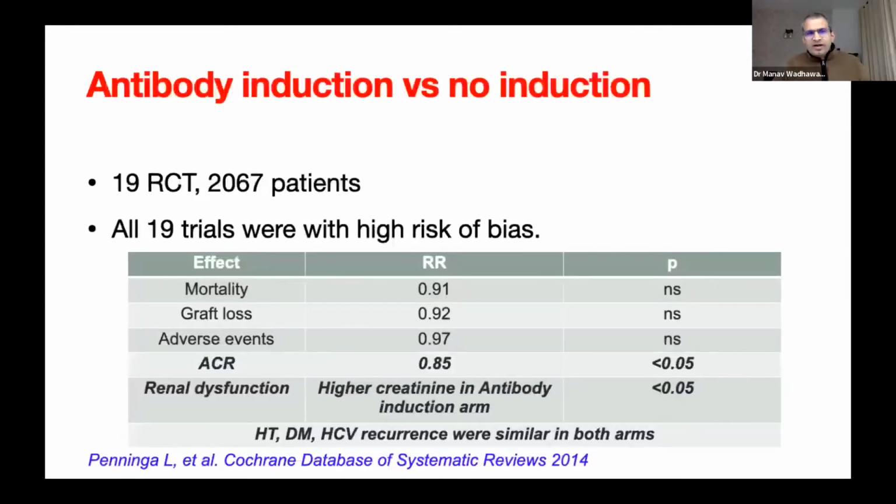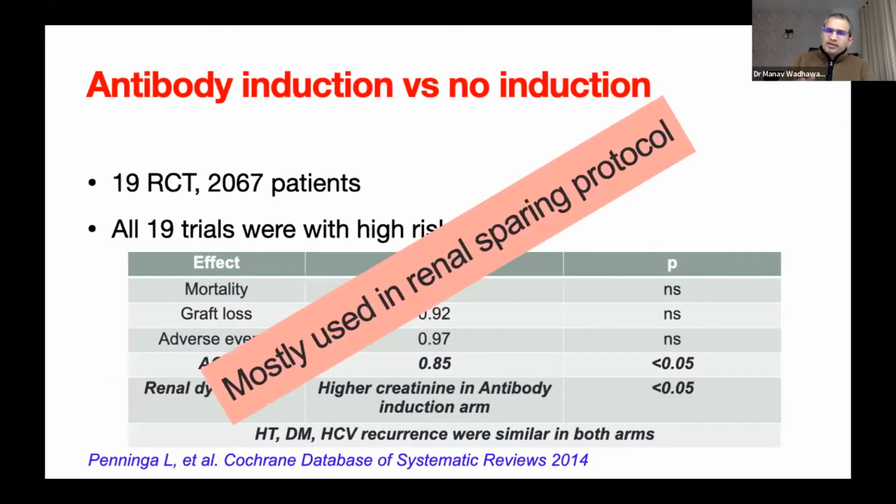But antibody induction is basically not used these days mostly. The only role it has is in the renal sparing protocols. Somebody who has a kidney disease, a hepatorenal syndrome or borderline kidney functions, we often use an IL-2 receptor antagonist, specifically basiliximab. And that's probably the only role of antibody induction.